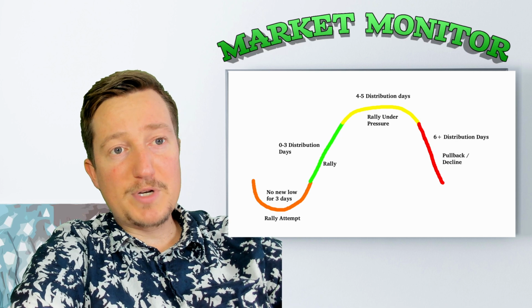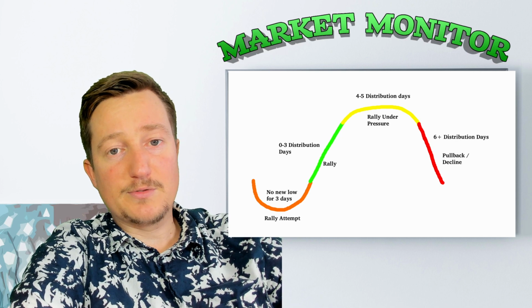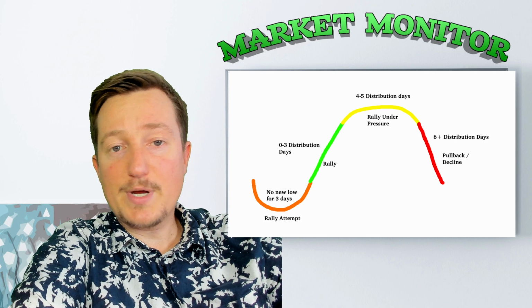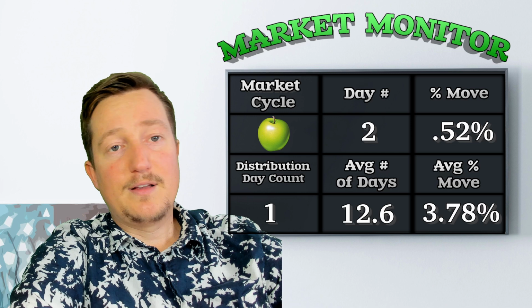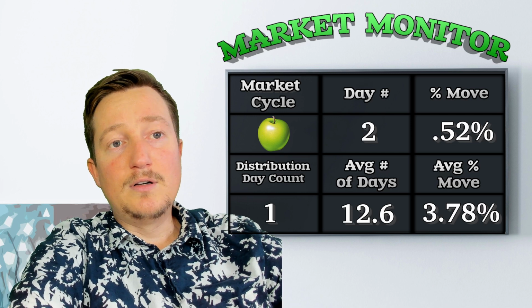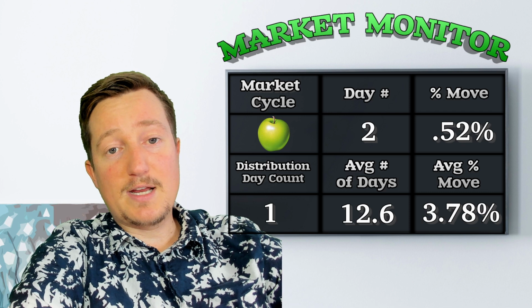And then I do some O'Neill cycle analysis to get the green, red, orange, and yellow cycles. And currently we are in a green cycle, day 2, and we've moved about 0.52%. An average green cycle goes about 12.6 days, and it moves about 3.78%.